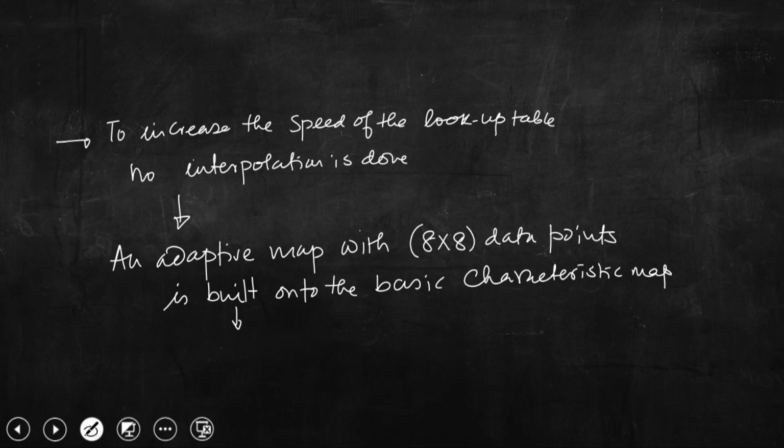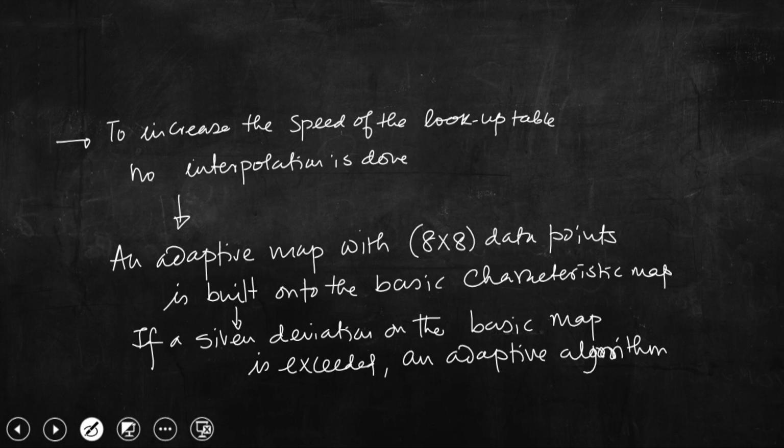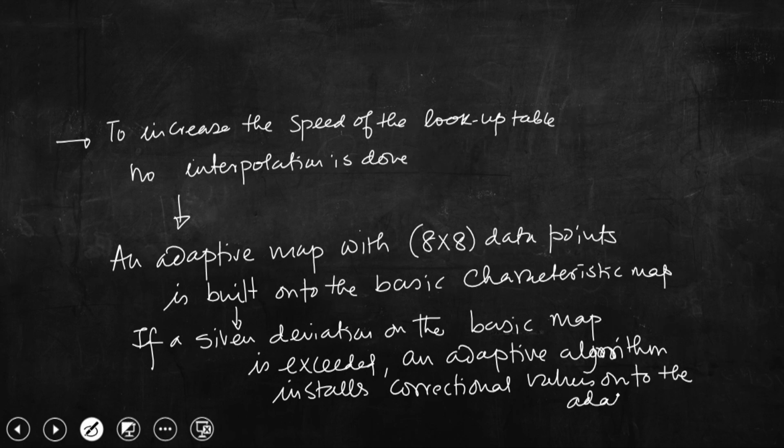So, if a given deviation on the basic characteristic map is exceeded, an adaptive algorithm installs correctional values onto the adaptive map, right. So, this is very important.